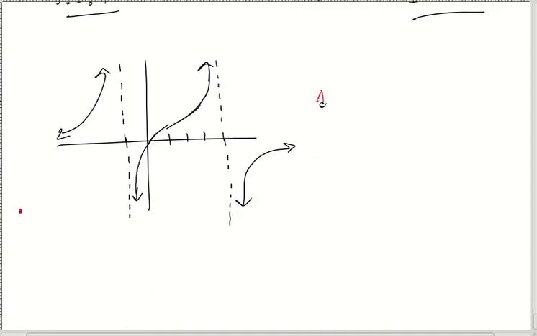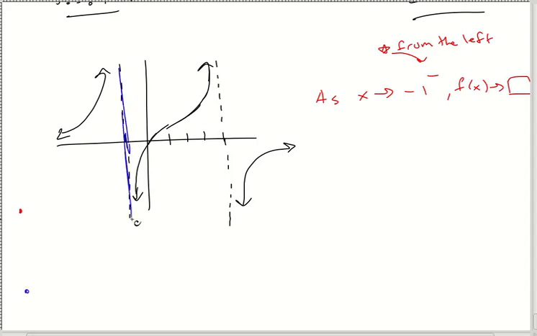They say as x goes to negative 1 from the left, f of x approaches what? So as x approaches negative 1 from the left, that little negative sign up in the power means from the left. I'm getting close to negative 1, this line that I'm talking about here, but I'm starting on the left side.